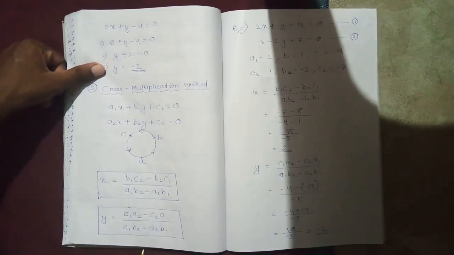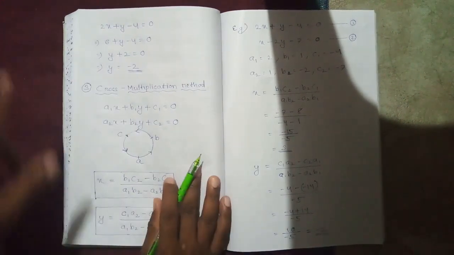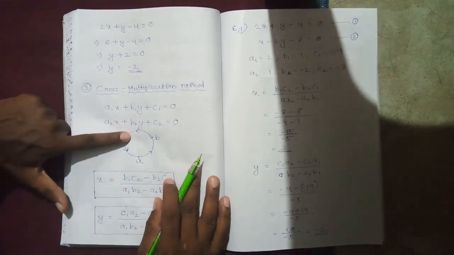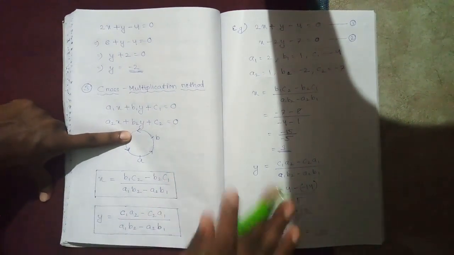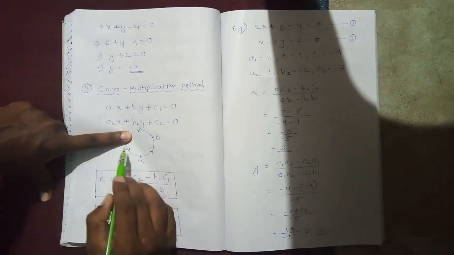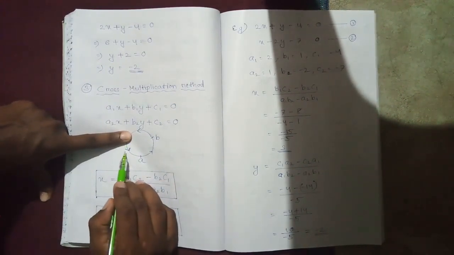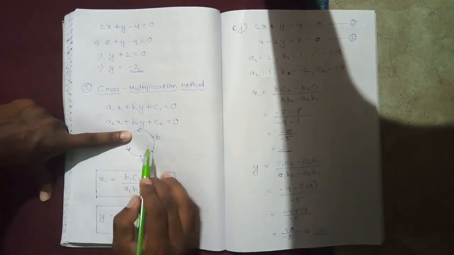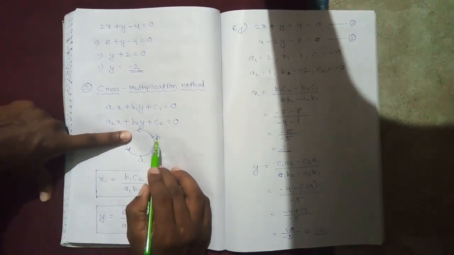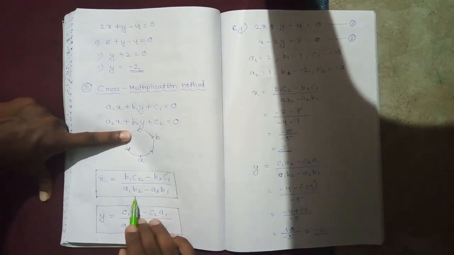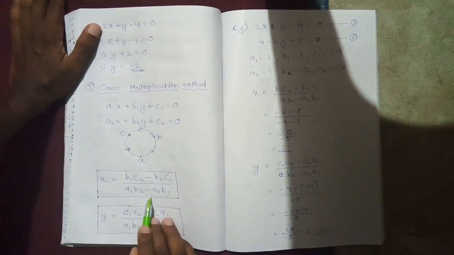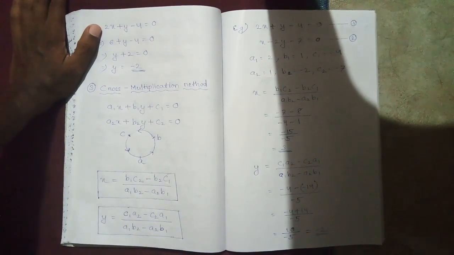Now for the denominator, you have to keep your finger at C. Now after C, what comes? A. You can see the arrow mark is towards A. So start from A to B. So again A1 B2 minus A2 B1. As you can see, I have written A1 B2 minus A2 B1. This is the formula.